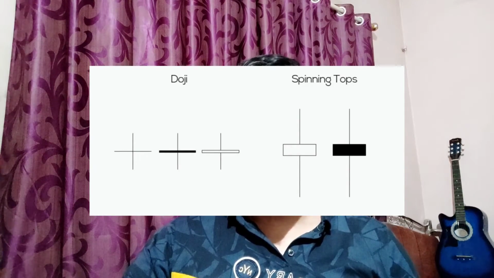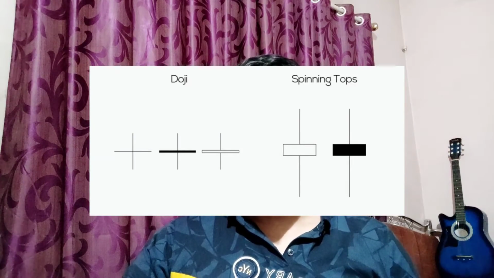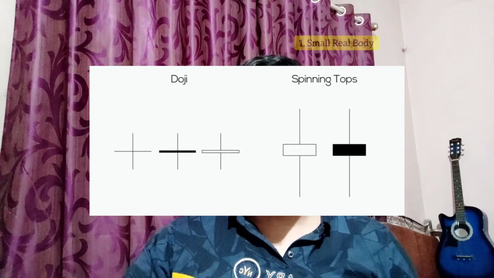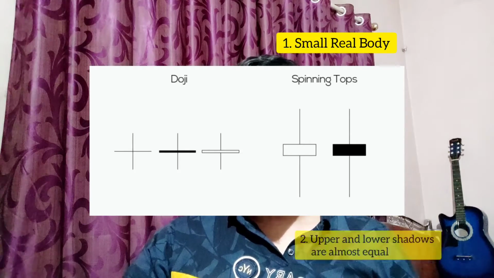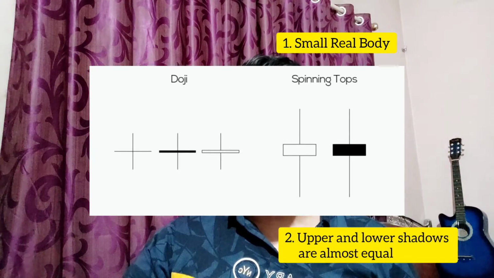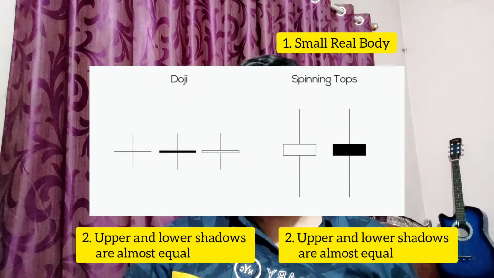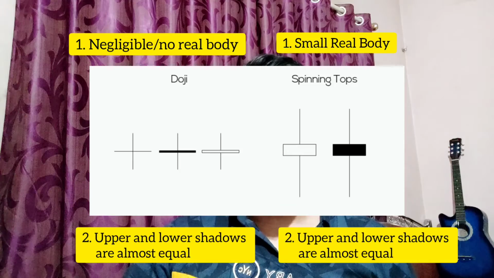But still, for simplicity, let's define the characteristics for each candlestick. So for spinning tops, the number 1 characteristic is that it has a small real body. And the second characteristic is that the upper and lower shadows are almost equal in length. Okay. For doji as well, the upper and lower shadows are almost equal, but the difference between these two candles is that the doji has no real body or it has a negligible real body.